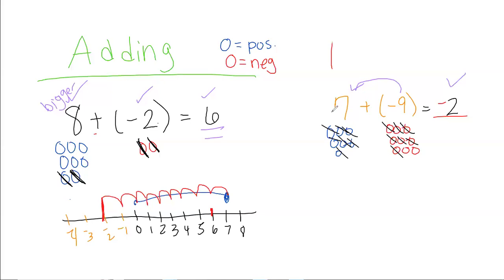But on the other example, 9 is bigger. And that's why there's more reds. That's why there was reds left over. And that's why the answer is negative.